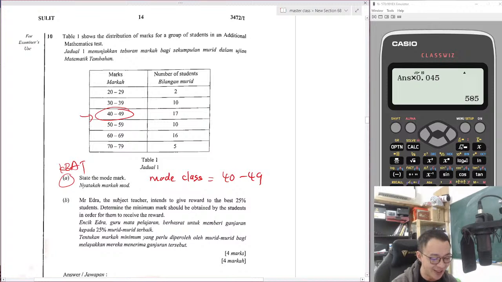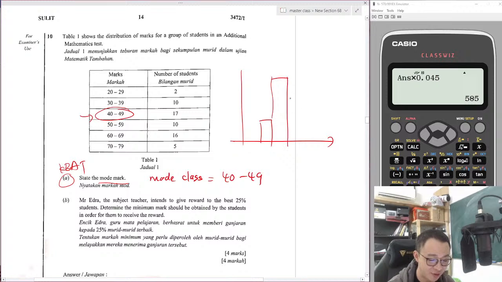But over here, they ask about the mode mark. They want a specific mark. To find the mark for the mode, basically what we want to do is something like this. If I have 3 bars here, normally we will connect from one vertex to another vertex, and from the other vertex connect to here. Do you see the intersection? This intersection here will be my mode mark.